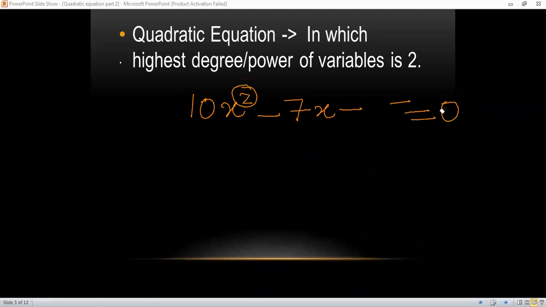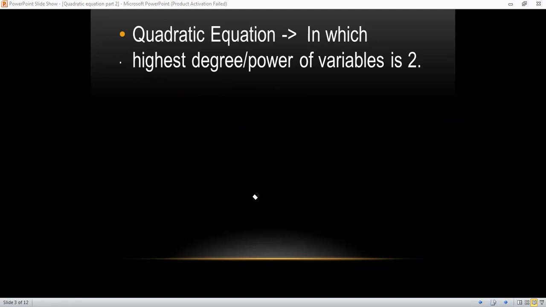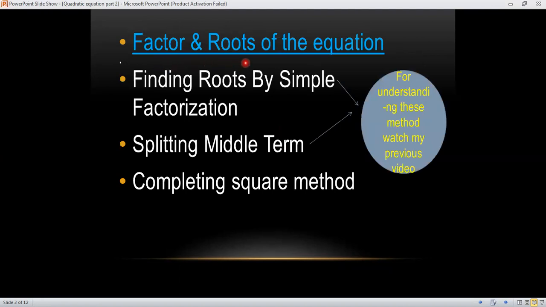Now, next, what is the condition of an equation for which we can find roots? Let's discuss that, and how we can find the roots of an equation. Finding roots by simple factorization, splitting the middle term, and completing the square method. The first two methods I have already discussed in my previous video. I will share the link of that video in the description box. From there, you can easily follow that video. Now, here I am going to discuss this method, that is the completing square method.